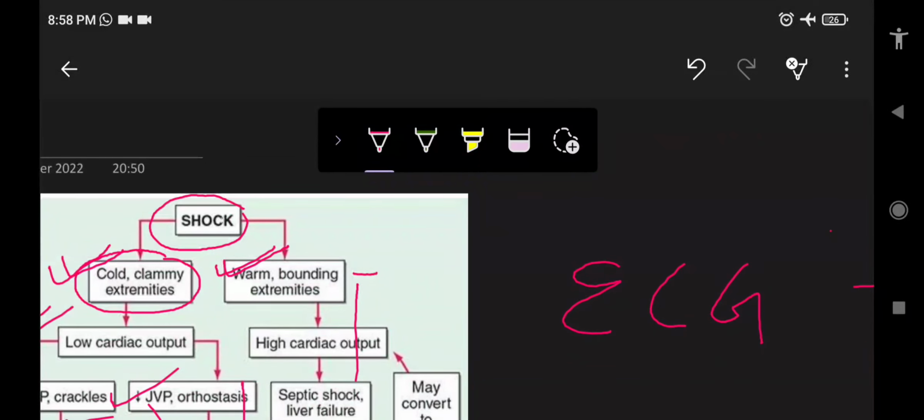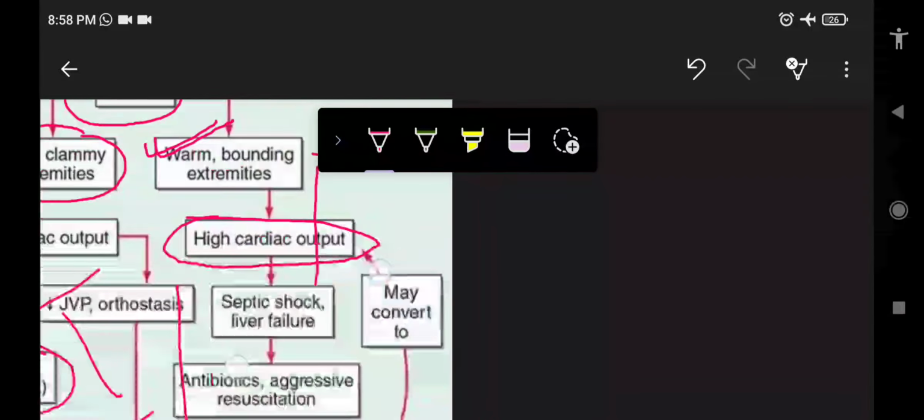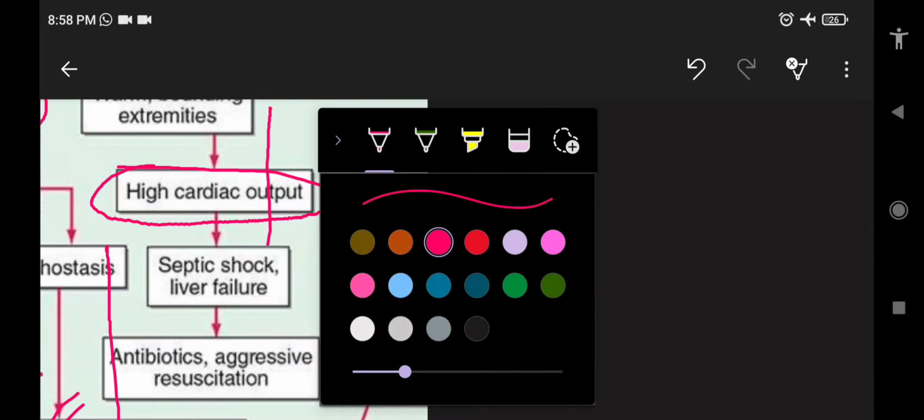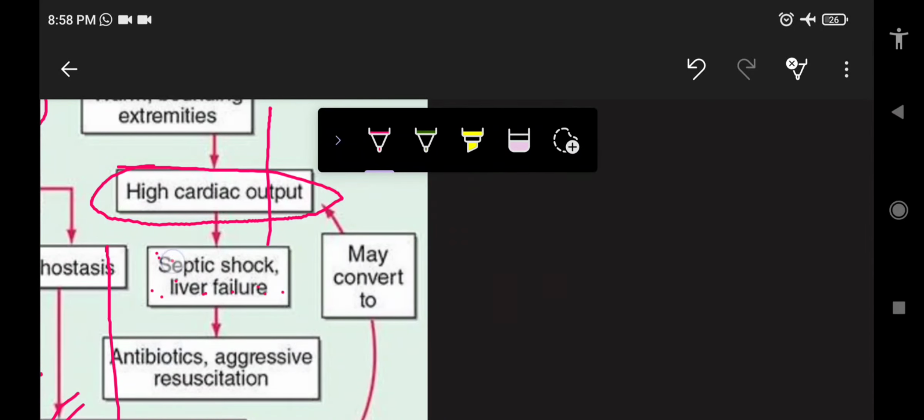Okay, now the third one. What if the patient is having warm extremities and bounding pulses? This means that the patient has high cardiac output. So a patient with high cardiac output and in shock should be in either septic shock or in liver failure. So the treatment should be antibiotics or aggressive resuscitation in this case.